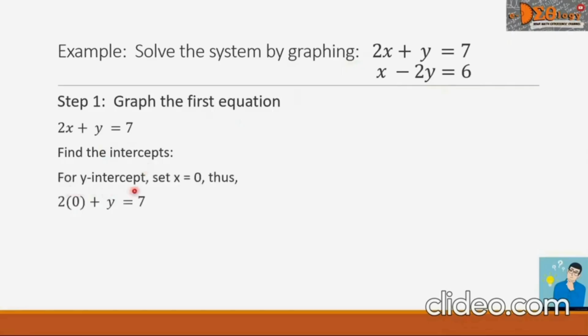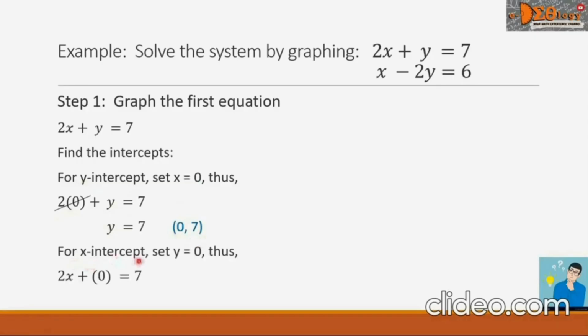For the y-intercept, we set x equals 0. Thus, the equation 2x plus y equals 7 becomes 2 times 0 plus y equals 7. We can cancel this 2 times 0, so we now have y equals 7. This is the value of y when x equals 0. So the ordered pair of the y-intercept is (0, 7).